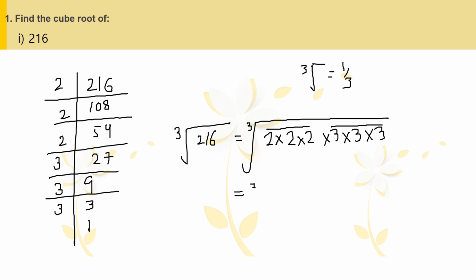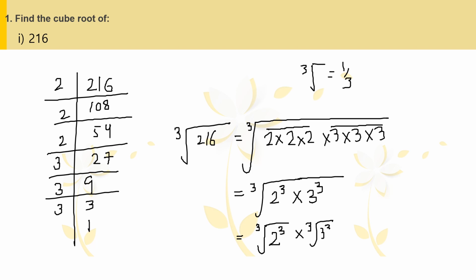Now in the next step I can write these three 2's as 2 to the power 3 and these three 3's as 3 to the power 3. That is, they are multiplied 3 times. It shows us that, right? Now I will place the root separately on both of these numbers. This is one of the properties of roots. So I can write it as cube root of 2 to the power 3 and cube root of 3 to the power 3.